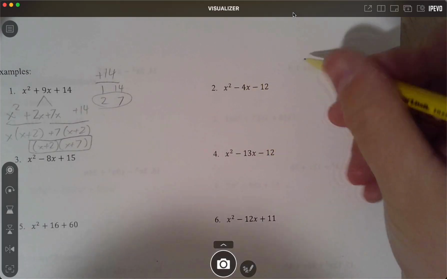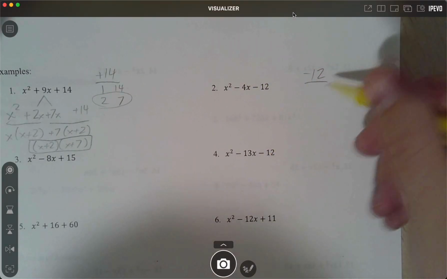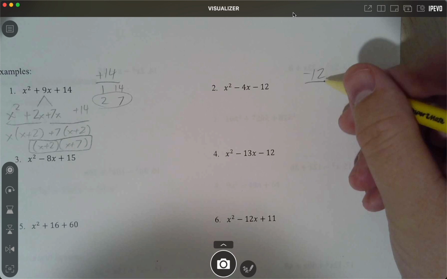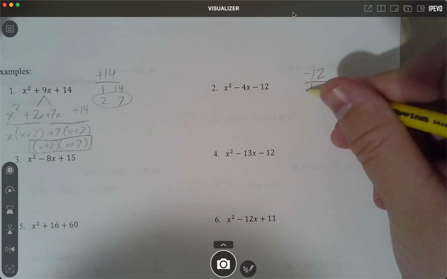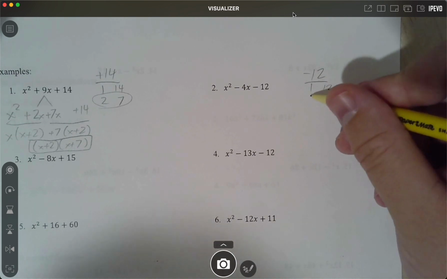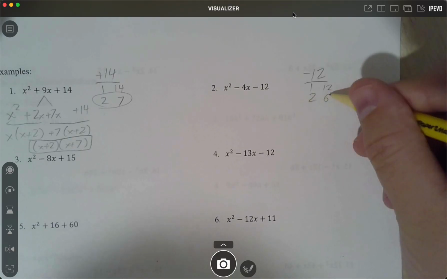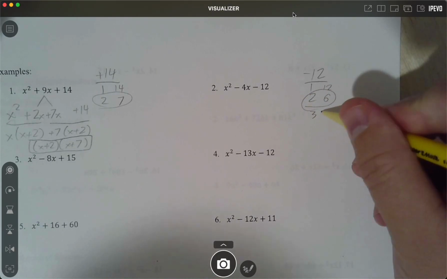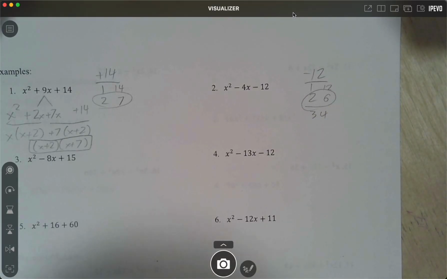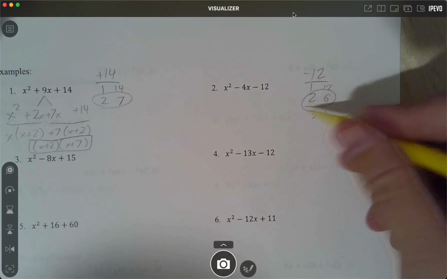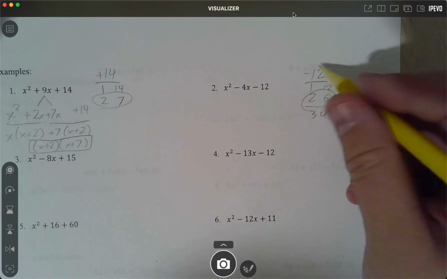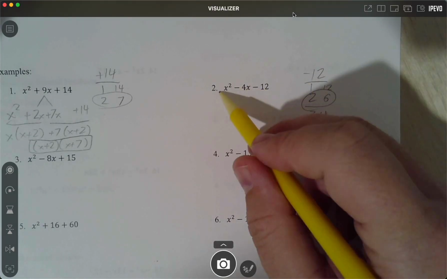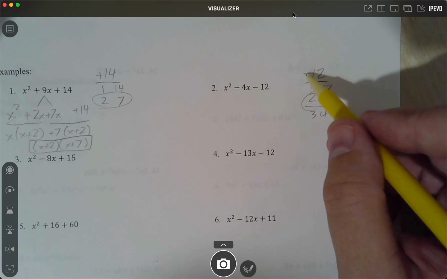So here we go. 1 times 12 is negative 12. What are my factors of 12 that subtract to 4? Let's find out. There's 1 and 12. Those subtract to make 11. There's 2 and 6. Those subtract to make 4 in some way. So those are my pair. Although there is 3 and 4, I don't need those because I already found a pair that will make 4 by subtraction. Again, that minus sign right there, 1 times negative 12 is negative 12.